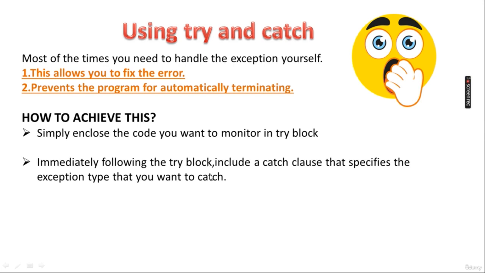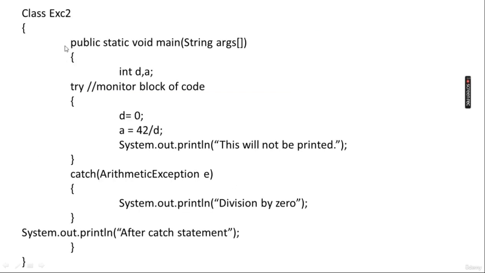How to achieve this with a try catch block? Simply enclose the code you want to monitor in a try block. Immediately following the try block, include a catch clause that specifies the exception type that you want to catch. Now we will see the example. Here is the main, integer d comma a. Try will monitor d equal to 0, 42 divided by d. This will not be printed.